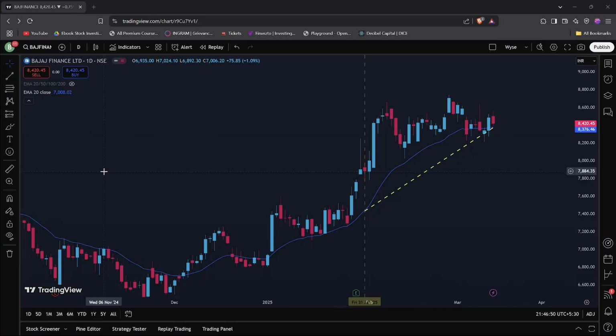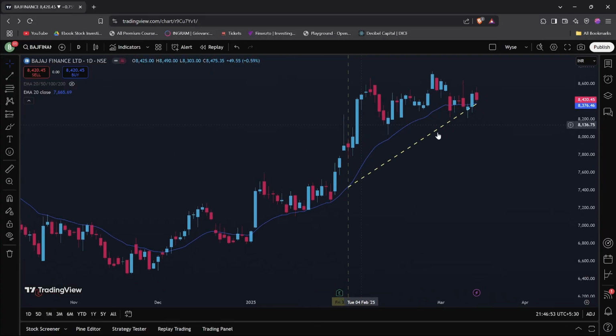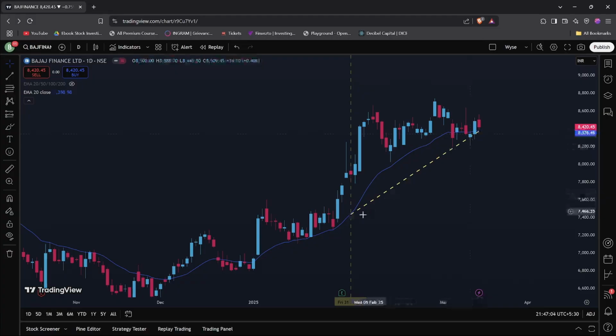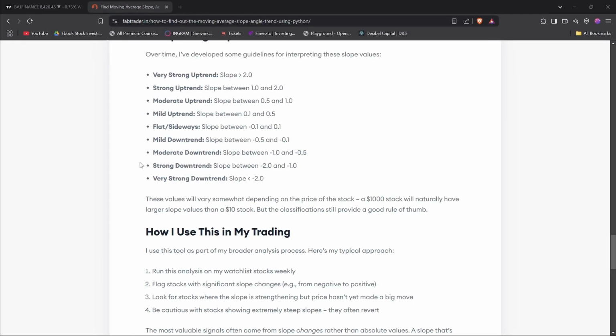There you go. That's the Bajaj Finance daily chart, and this line that I connected from the start of the 30-day moving average to the end denotes the overall angle and the trend this stock is going in, which is very clear: it's a very strong upward trend. So we've tested both scenarios with the code, and the code seems to be working well. So that is how exactly the code works.